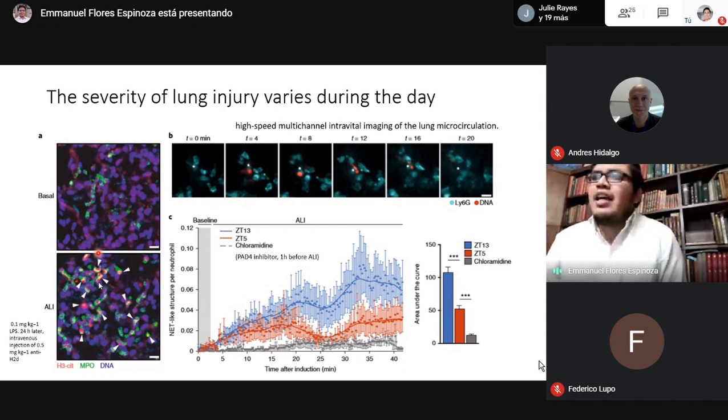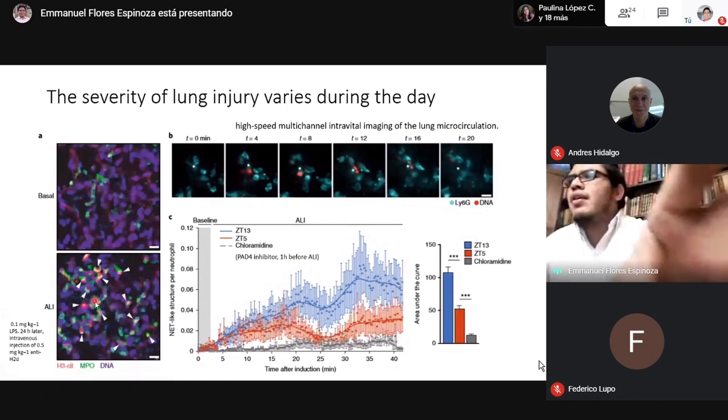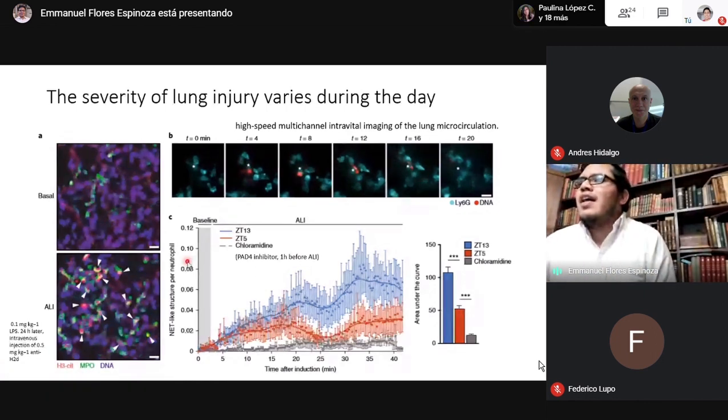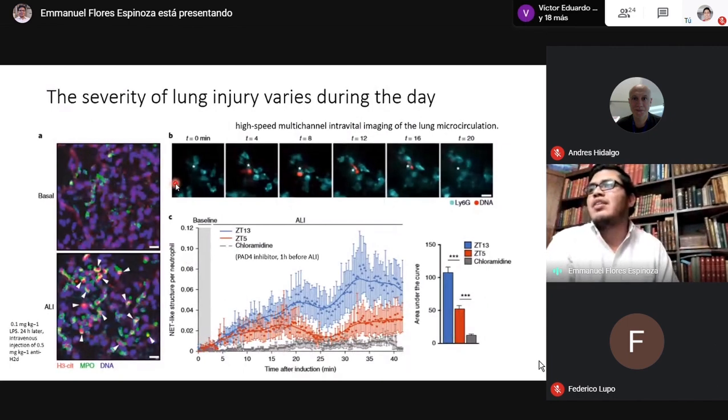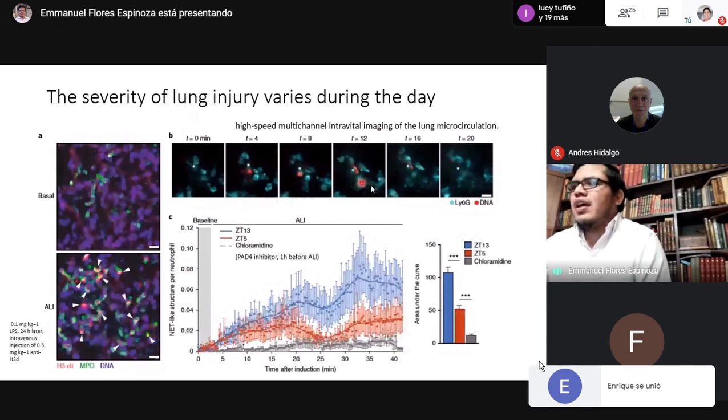We can say in panel A that when they induce this ALI process, we can see more NETs, viewed by citrullinated histone H3 and MPO, myeloperoxidase. Then they analyzed the kinetics of NET formation in this lung tissue, and we can see in panel B that there is a formation of NETs, and they also disappear later.